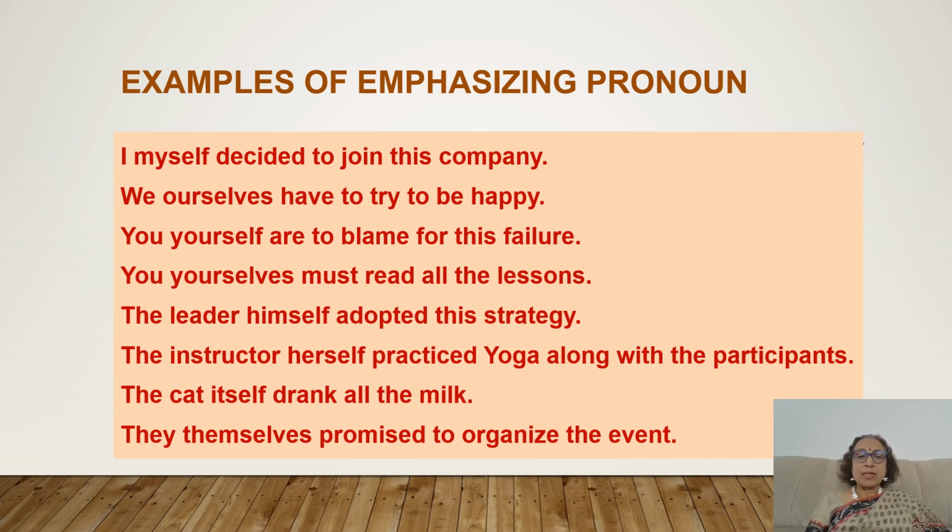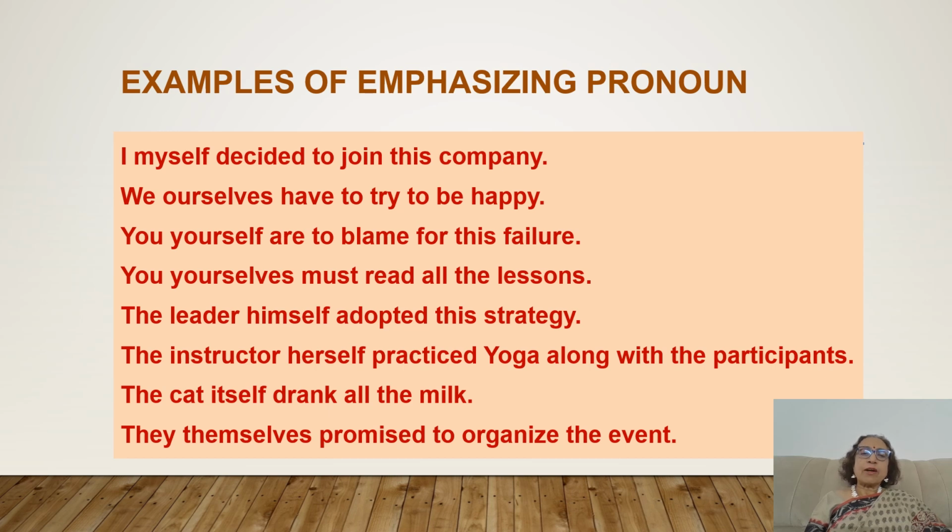All these words can be used. We ourselves have to try to be happy. People are looking outside for happiness. There are many happiness courses, but what do we do? We ourselves have to find happiness. We can't depend on others. We ourselves. Emphasis on the we. We can't underline it while speaking. So we say we ourselves.